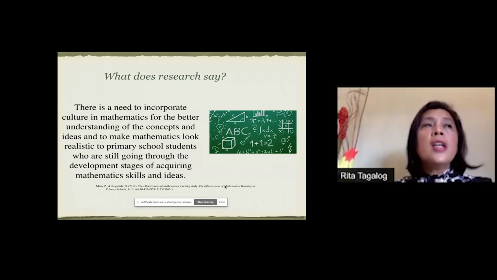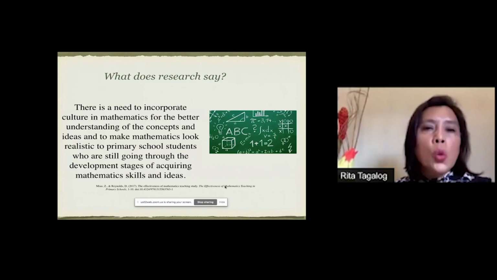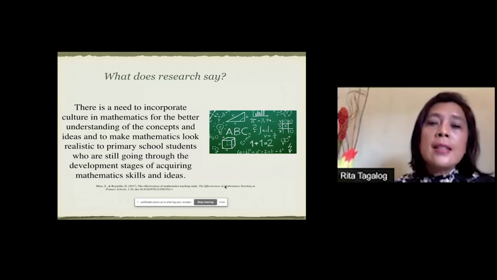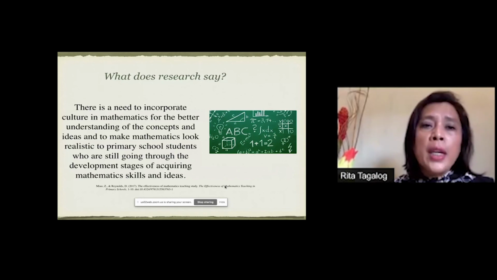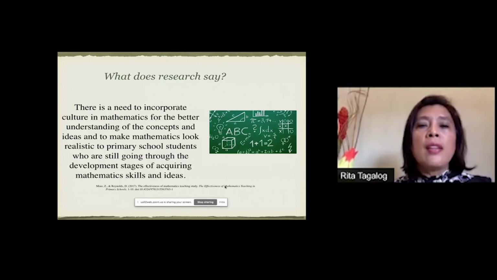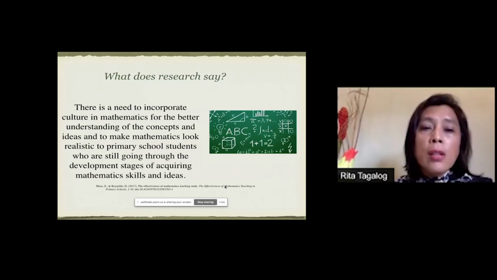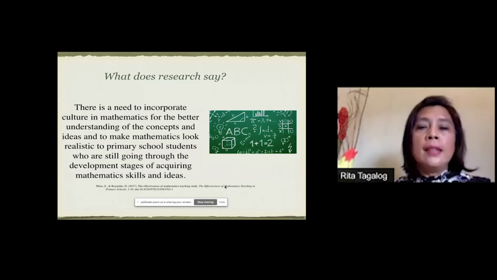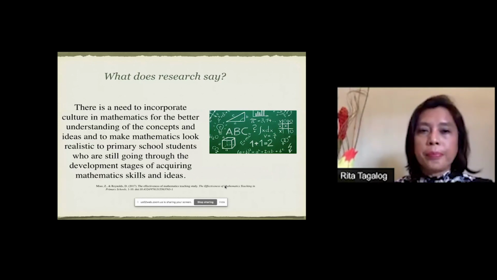No? If we are using foreign languages or foreign tools or examples, then how can these students relate and then understand better math concepts? Okay? So that's why this study is a very good study, knowing that in their recommendation, they have strongly suggested that culture should be incorporated in teaching math. Okay.